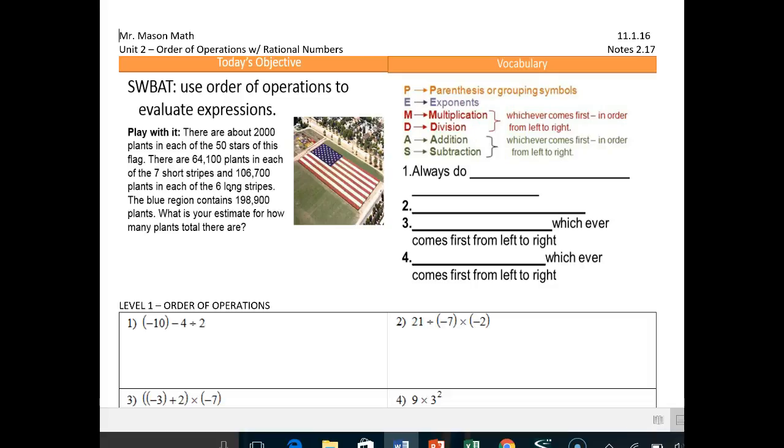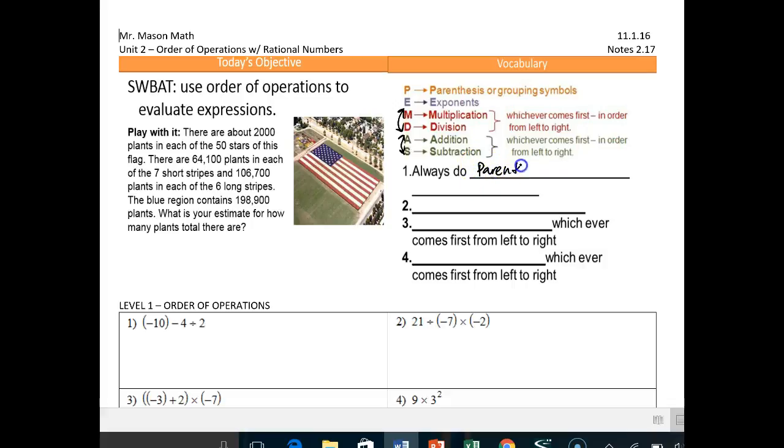So go over to our vocabulary section. Order of operations, you can remember it by the acronym PEMDAS. Parentheses or grouping symbols, exponents, then multiplication or division. These can go either or. They go whichever comes first, left to right, and then addition and subtraction. Again, these can go either or, whichever comes first from left to right. So always do parentheses first.